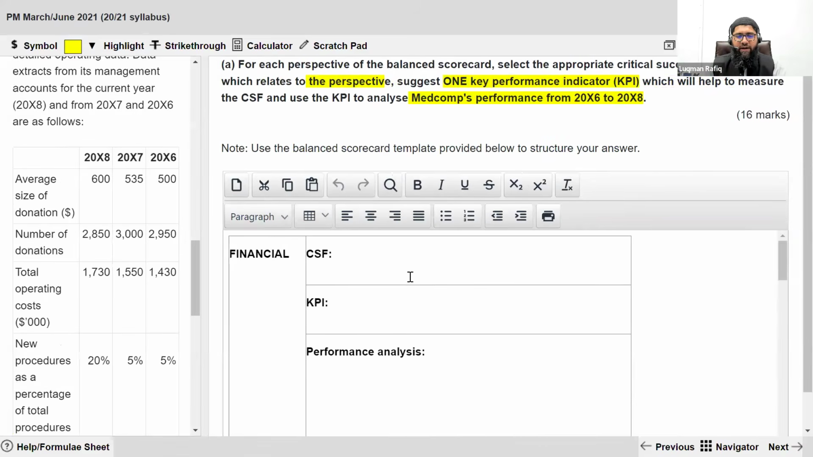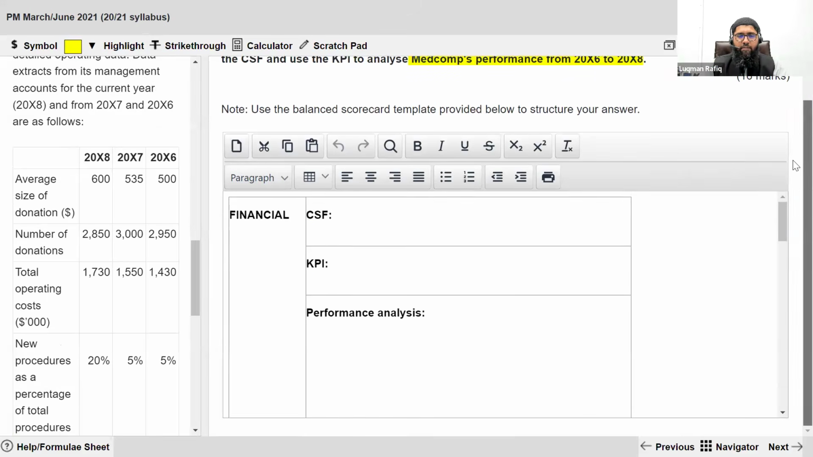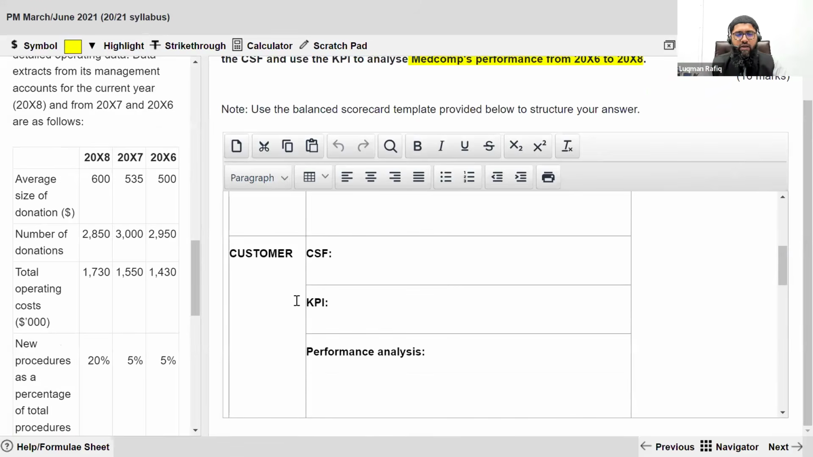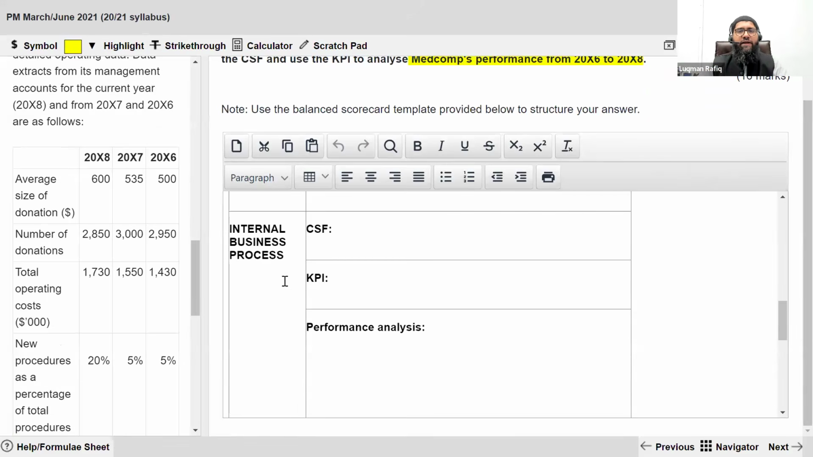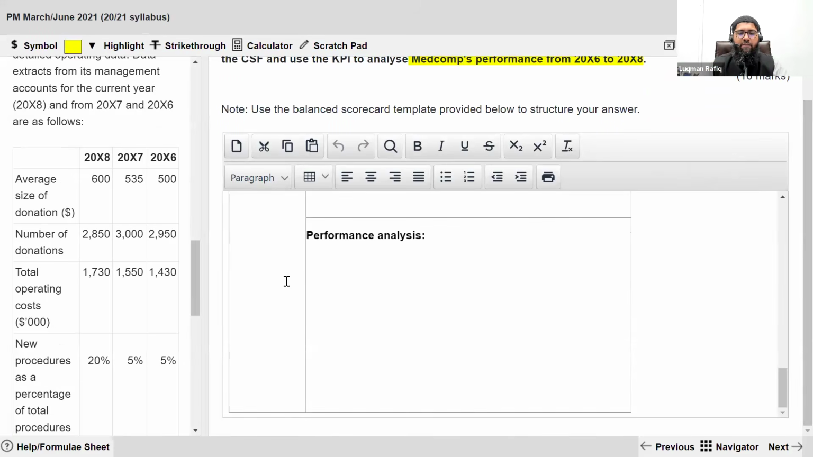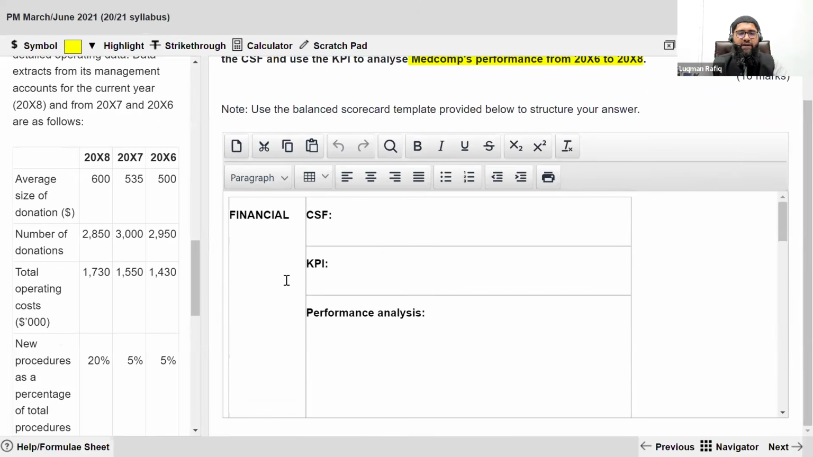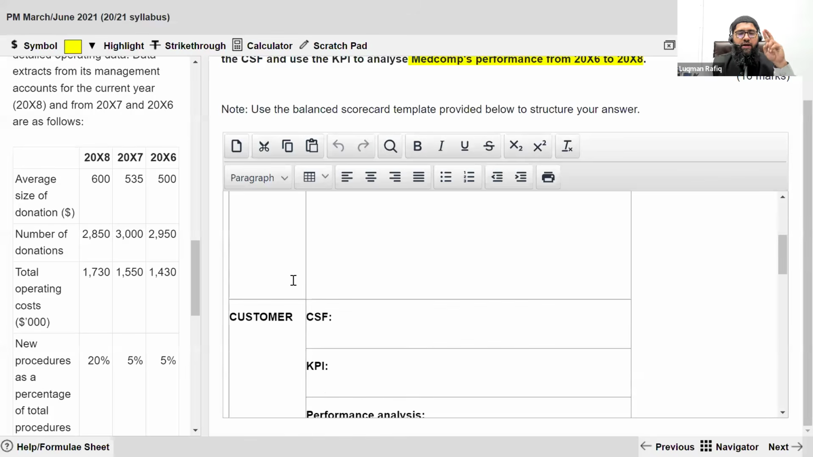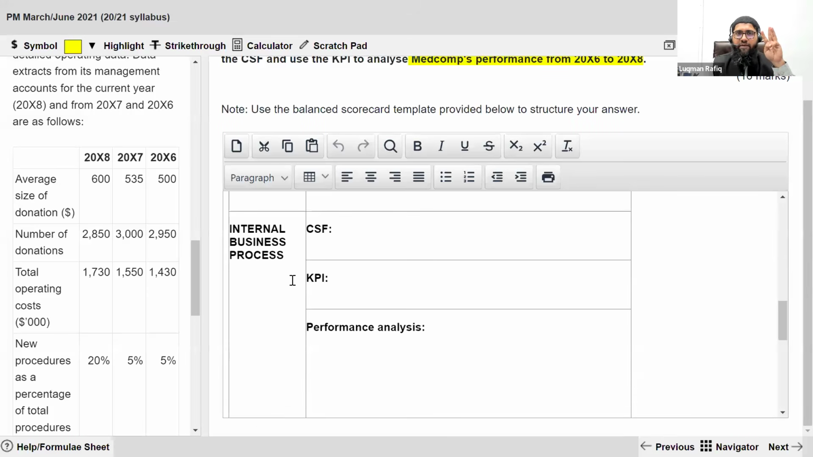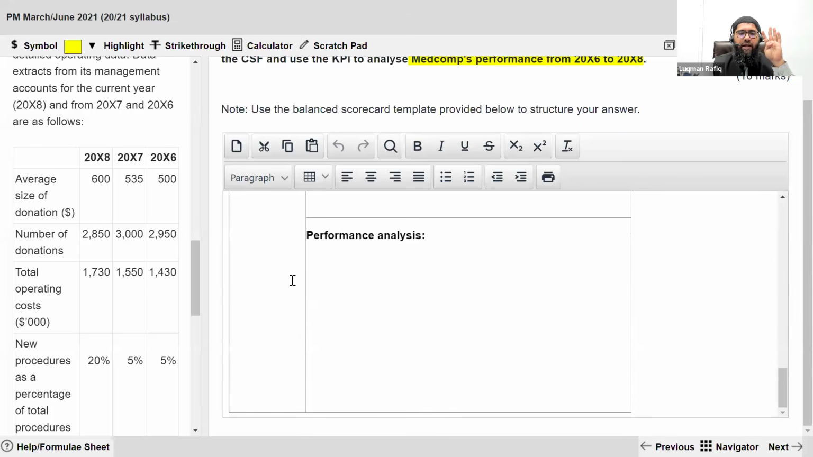There are four perspectives when it comes to this balance scorecard. What are those four perspectives? One of them is the financial perspective. The second is the customer perspective. The third is internal business process, and the fourth is the learning and growth perspective, right? So these are the four perspectives: the financial, the customer, internal business, and fourthly, the learning and growth perspective.